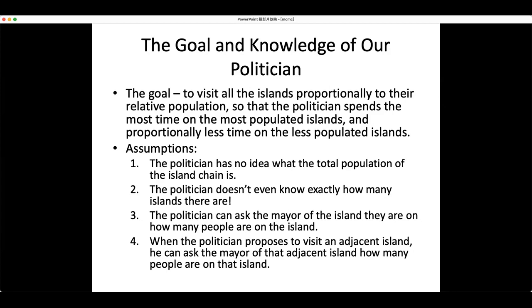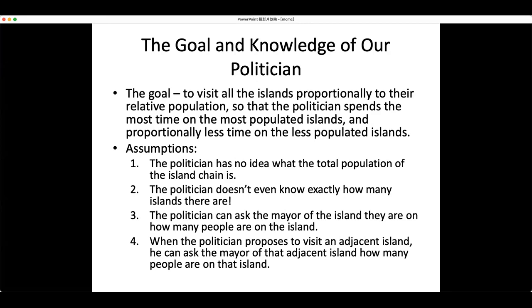And also, when the politician proposes to visit an adjacent island, say the island on the left, he can ask the mayor of that adjacent island how many people are on that island. So if the politician proposes to move to the left, he first asks the mayor of the island to the left how many people are on that island, and then decides whether or not to move to that island.